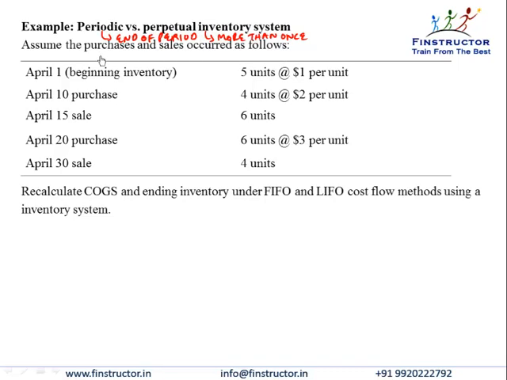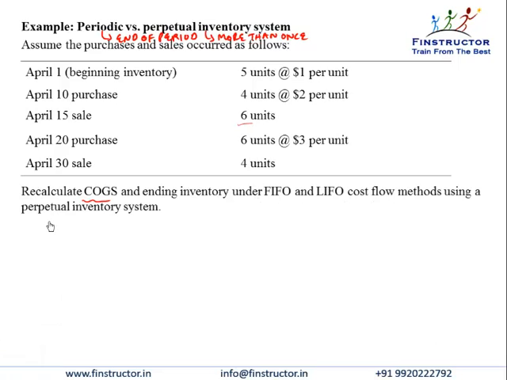So assume that the purchases and sales exactly occurred as follows. On April 1st, we purchased 5 units at $1 per unit. On April 10th, we purchased 4 units at $2. And on April 15th, we sold 6 units. On April 20th, purchased another 6 units at $3. And on April 30th, sold 4 units, making a total of 10 units of sales during April. So recalculate the COGS and ending inventory under the FIFO and LIFO cost flow methods.